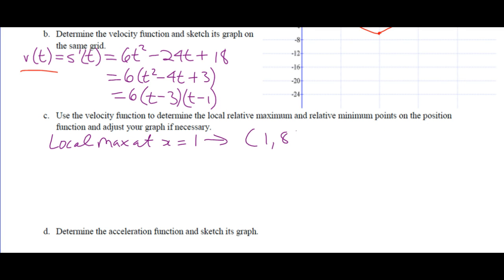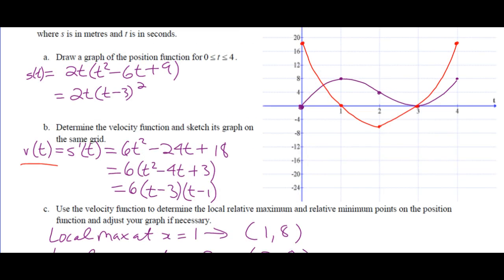So 1, 8. And a local minimum at... which was 3, 0, right? Yes, you're right. Okay, so we got a maximum at 8, minimum at 3.